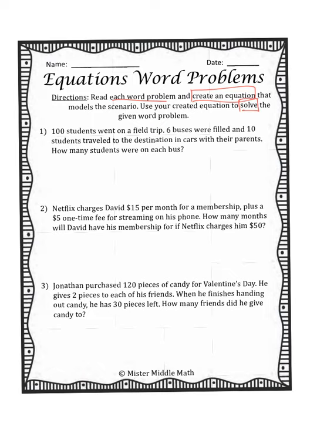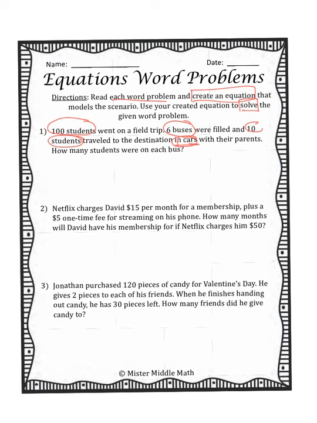So number one, 100 students went on a field trip. 6 buses were filled and 10 students traveled to the destination in cars with their parents. So how many students were in each bus? We're going to look at the numbers and circle the important ones. 100 students went on the field trip, so we have 100 students in total. Then we have students that ride the bus, and students that go in the car with parents.